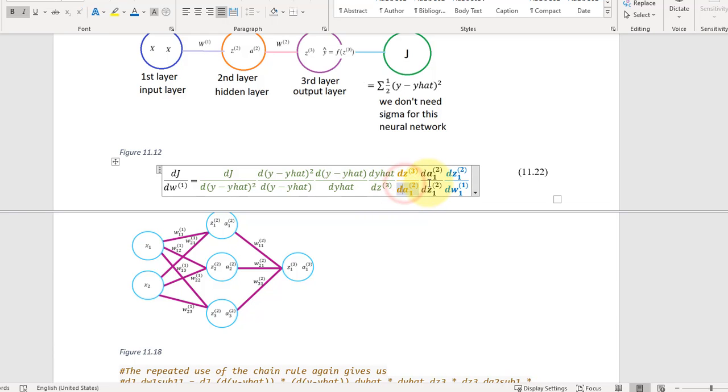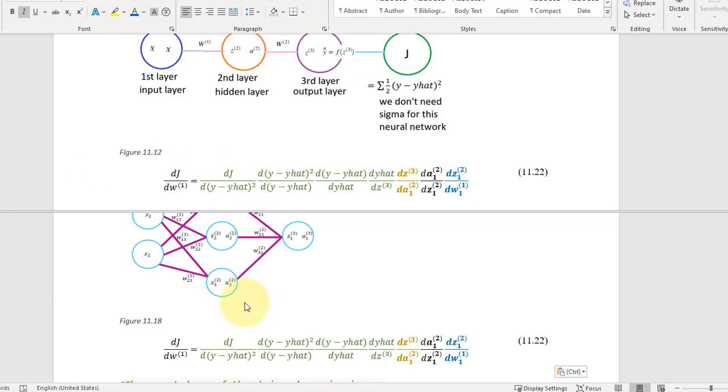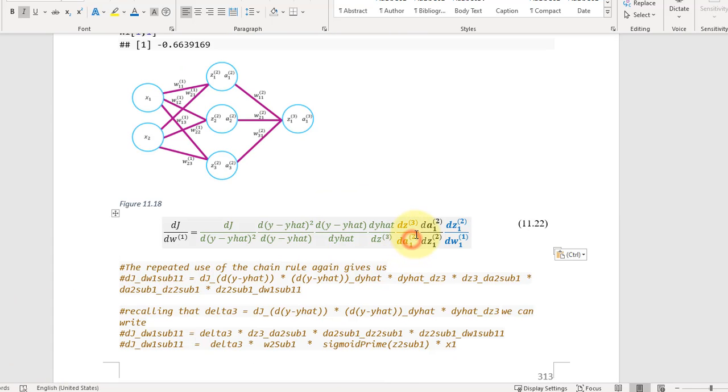Let's copy this and put it down here so we can refer to it. So let's ask, what is this gold term here? That's dz3 over dA1. dz3 dA1 is going to give us W21.